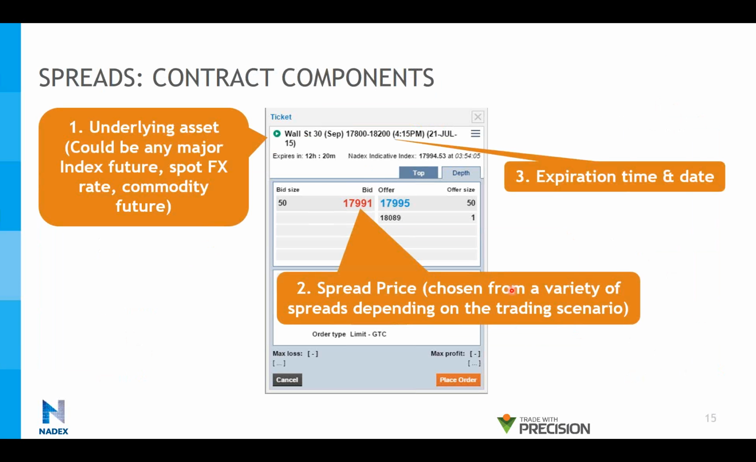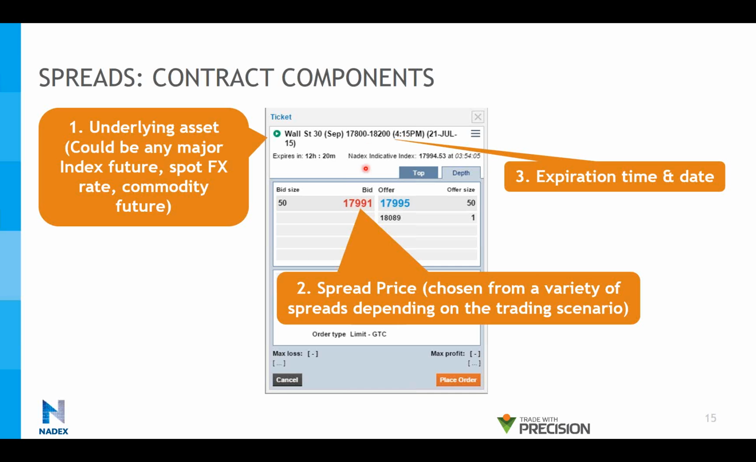Let's have a look at the order interface and understand what we can see here. Well, the first thing is the underlying asset. Here we're looking once again at the Dow Jones, but of course spreads are available on a wide range of different markets, so it could be any major index future, spot FX rate, or commodity future.